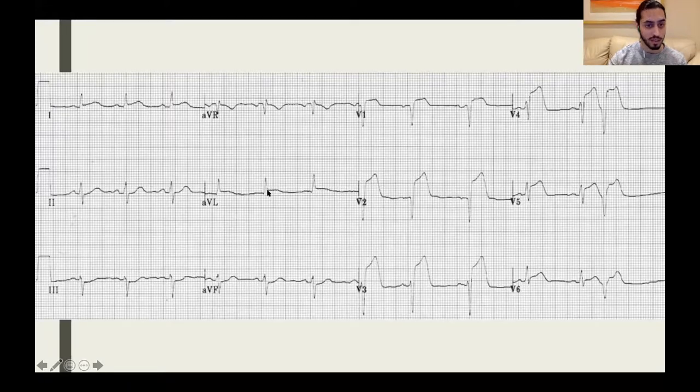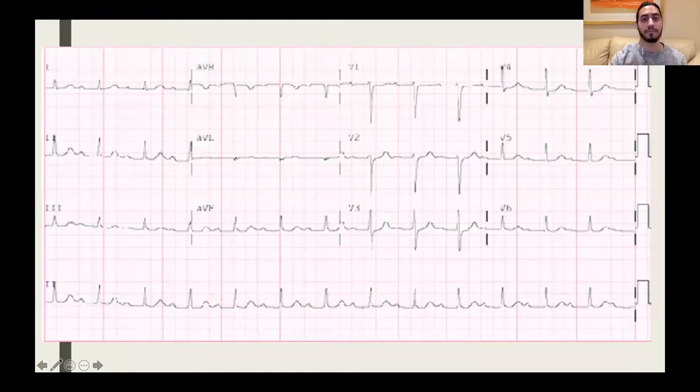If you look here, subtle ST elevation in aVL. Very subtle ST elevation in lead one. So you've got ST elevation in the lateral leads as well as the anterior leads. So this is an anterolateral STEMI, okay? The astute ones of you may have noticed there's some reciprocal ST depression in the inferior leads here. Very slight, okay? So this is a sign of an anterolateral STEMI. Very dangerous. This patient needs to go to the cath lab straight away.